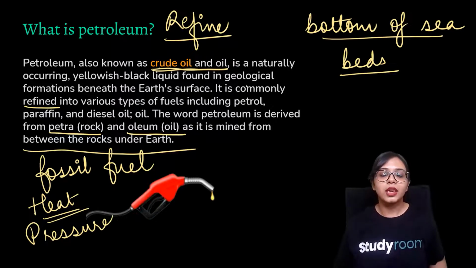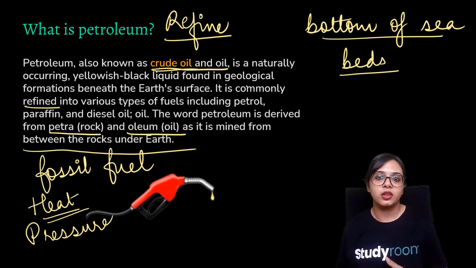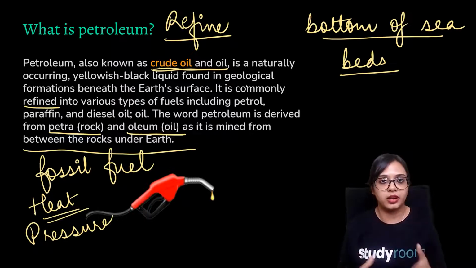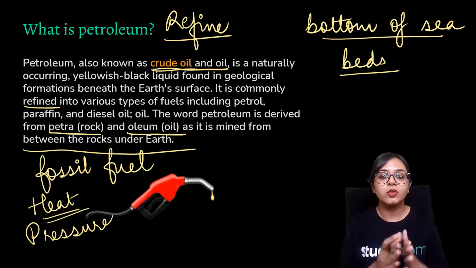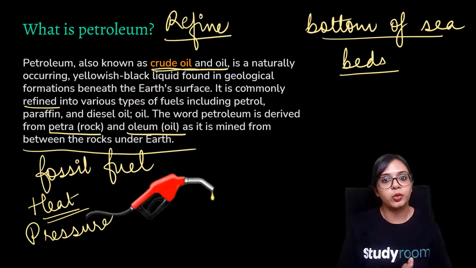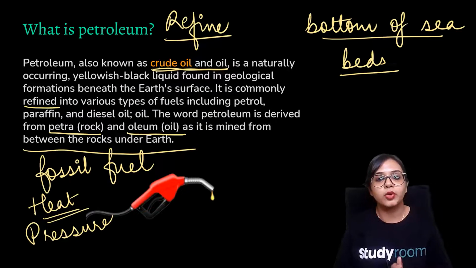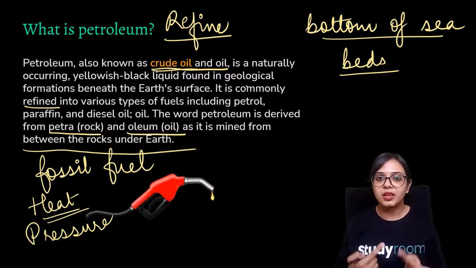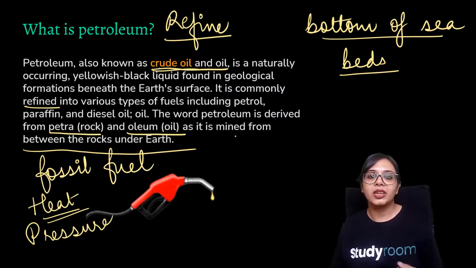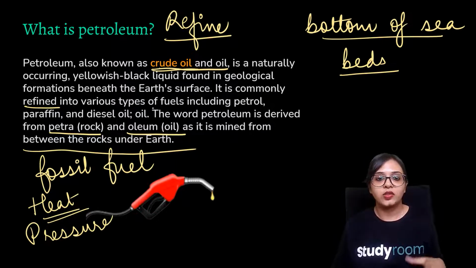So this cannot be put to use immediately until and unless it has been separated. We have used this term crude oil for the petroleum, and after this crude oil or this petroleum is sent to some industrial process, some chemical treatment, some refining, after that we are obtaining the different products that I just named.